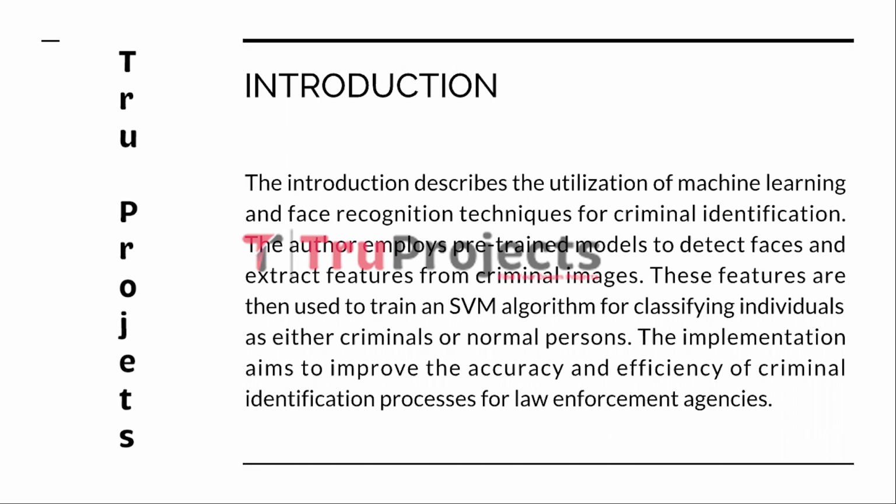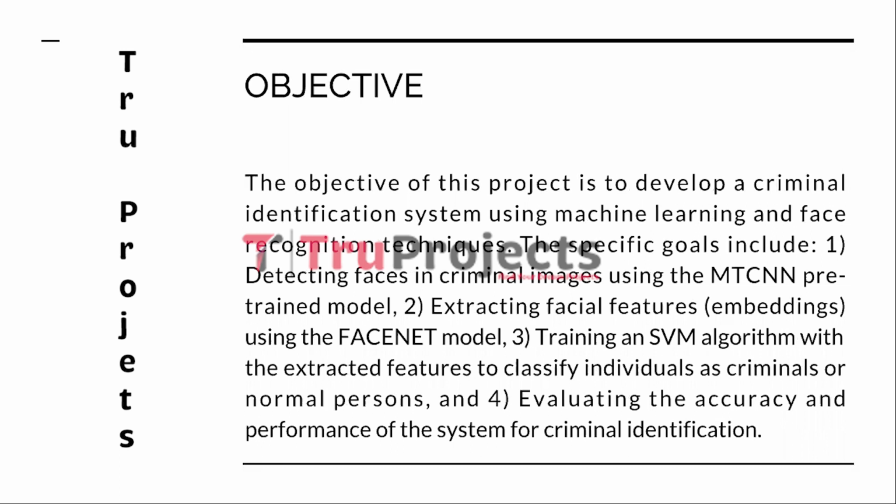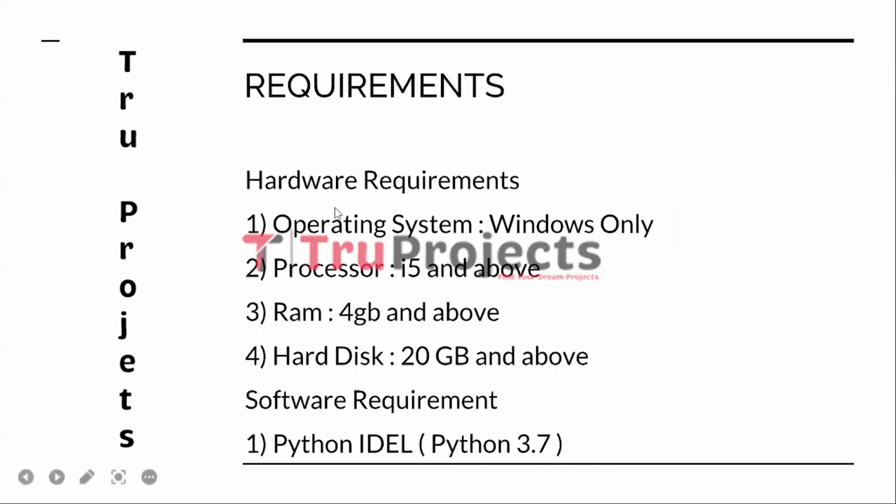The objective is to enhance the accuracy and effectiveness of the criminal identification procedures used by law enforcement agencies. The primary aim of this project is to create an advanced criminal identification system by leveraging machine learning and face recognition techniques. The specific objectives include the utilization of the MTCNN pre-trained model to detect the face in criminal images, extracting the facial features known as embeddings using the FaceNet model, and training an SVM algorithm with these features to classify the individuals as criminals or non-criminals.